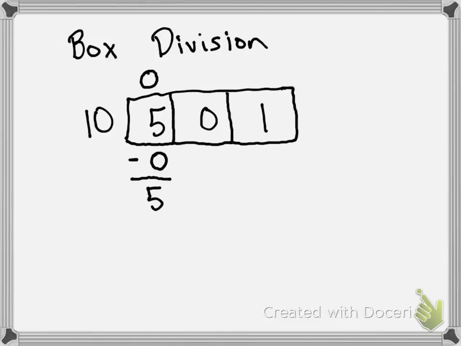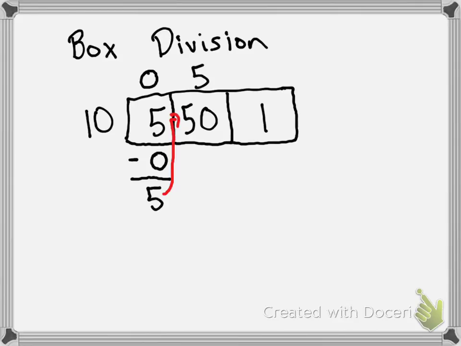Okay, what we're going to do next is take that 5 and bring it right up here, right in our second box. So now instead of a 0, we've got a 50. So the question is, how many times can 10 go into 50? Well, we know that 10 times 5 is 50.